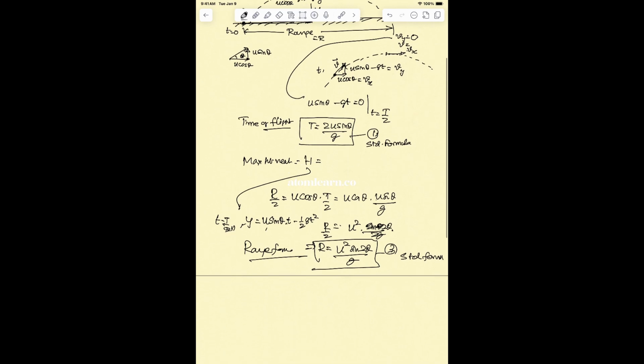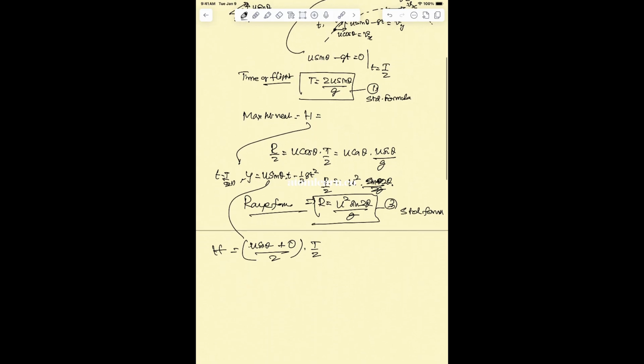Or you could also use initial velocity plus final velocity divided by 2, into time T by 2. This is the maximum height reached. This is the y value at time t equal to T by 2. Therefore this can be written as u sin theta by 2 into T by 2, which is u sin theta by g. Therefore H equals u squared sin squared theta by 2g. This is the standard formula number 2.